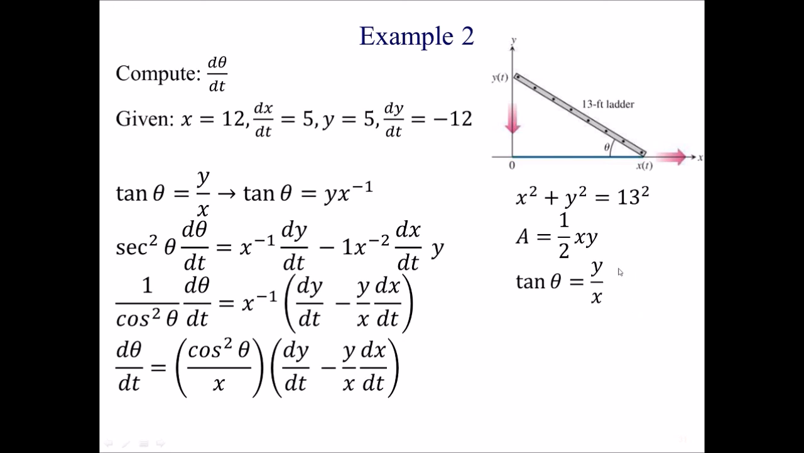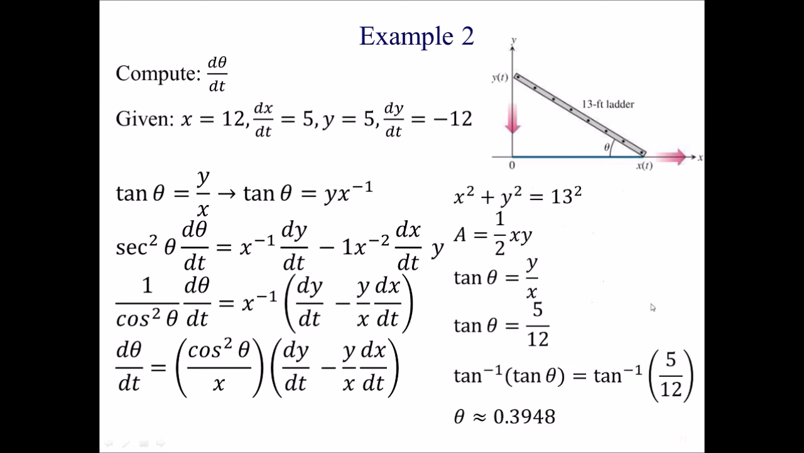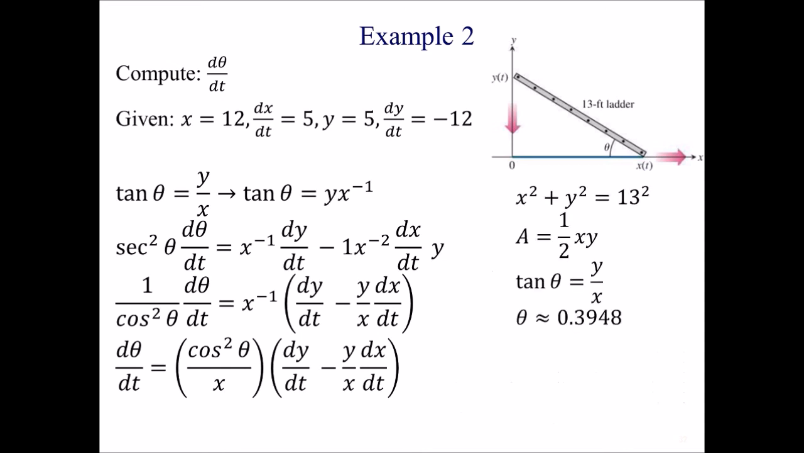We know that y is 5. We know that x is 12. So tangent theta equals 5 over 12. To get theta by itself, I take the arctan of both sides, and I get this value for theta. Now, this is in radians. So if you are practicing this at home or wherever you're practicing this, make sure to change your mode to radian. If you have it in degree, you will not be seeing this answer. Okay? So theta is then equal to 0.3948.